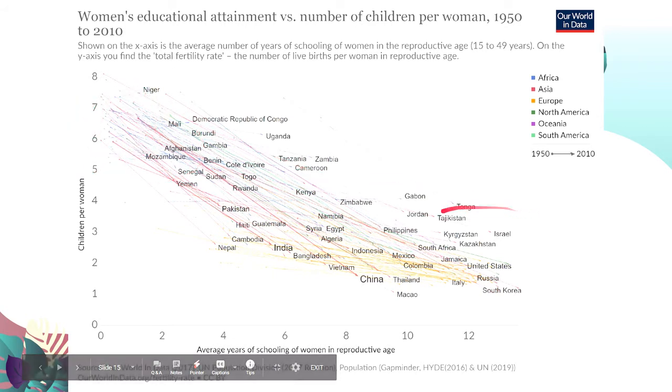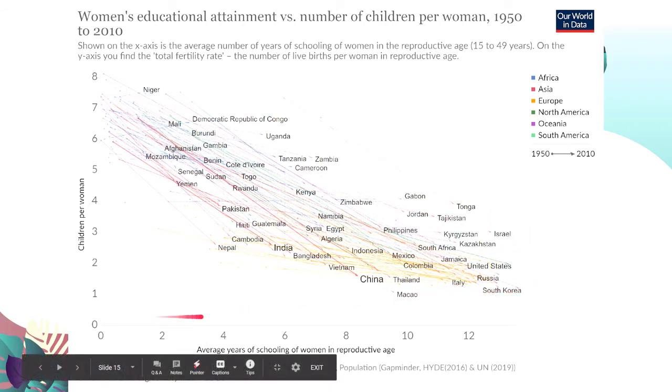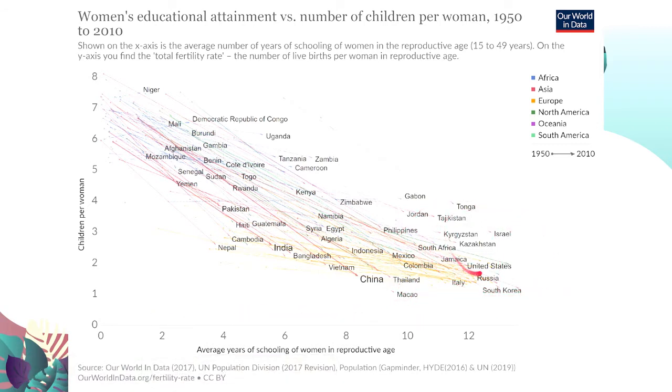So as you can see here, countries such as the US, Russia, Italy, South Korea, Jamaica, they tend to have only between 2 to 3 children. And they've spent 10 to 12 years in school. That's the average, 10 to 12 years.